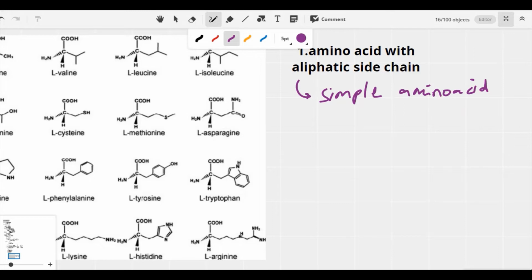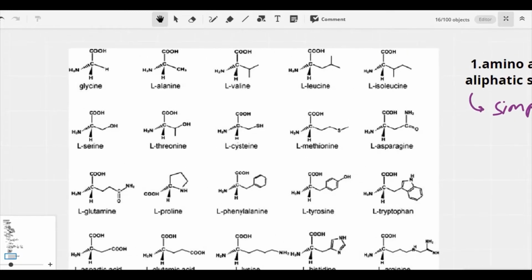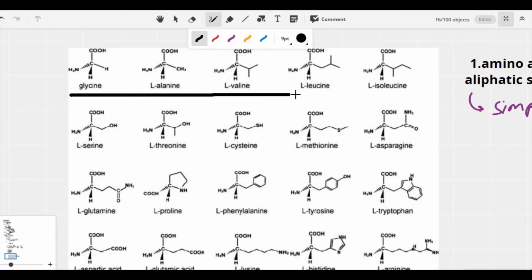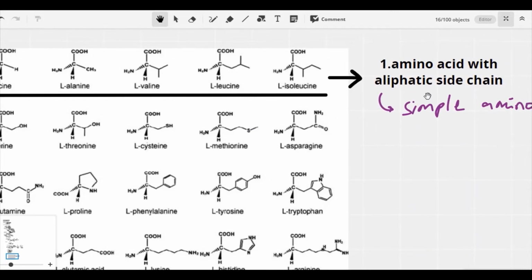And the simpler ones, you can see in the first line: glycine, then alanine, then valine, then leucine, and then isoleucine. So you have to remember that glycine, alanine, valine, leucine, and isoleucine are considered the simple amino acids, and these are categorized into amino acids with aliphatic side chain.